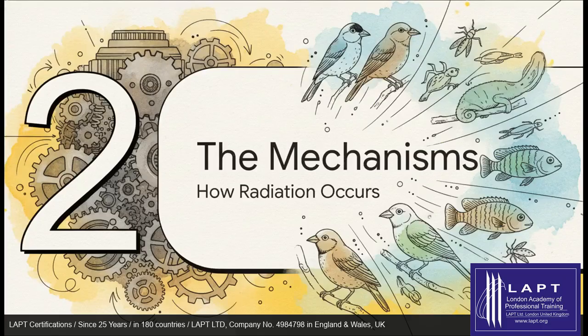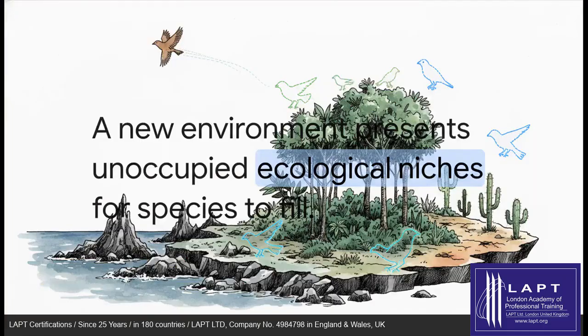Section 2, Mechanisms of Adaptive Radiation. All right, so we know what happens, but how does it actually happen? Well, the mechanism usually kicks off with a very specific trigger, a new environment that presents a whole range of unoccupied ecological niches. Now, if you're wondering what an ecological niche is, think of it like a job opening in nature. Different species have different roles they can fill.